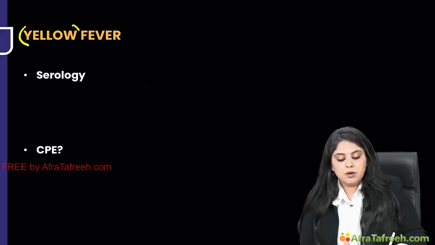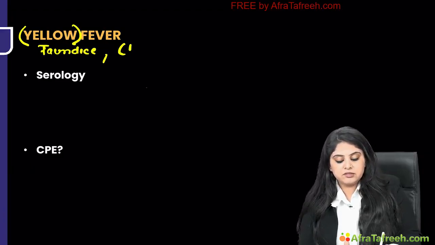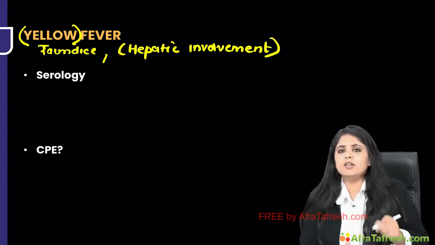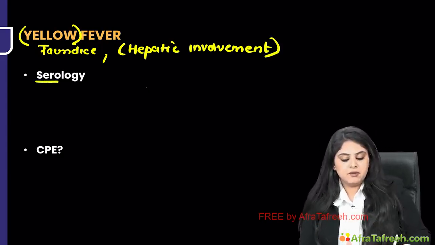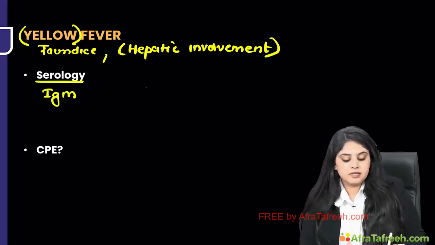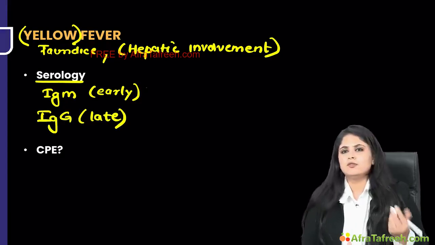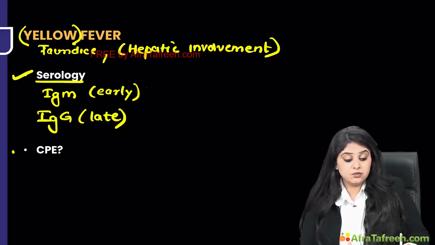What is so yellow about it? Yellow means it is causing jaundice, and if it is causing jaundice, this means there is hepatic involvement. Only then can something cause jaundice, right? So hepatic involvement will occur. So how will I do the diagnosis of this? Number one, you can do antibody testing, meaning IgM antibody will be detected in the early course of the disease, and IgG antibody will be detected in the late course of the disease. So one is antibody detection.